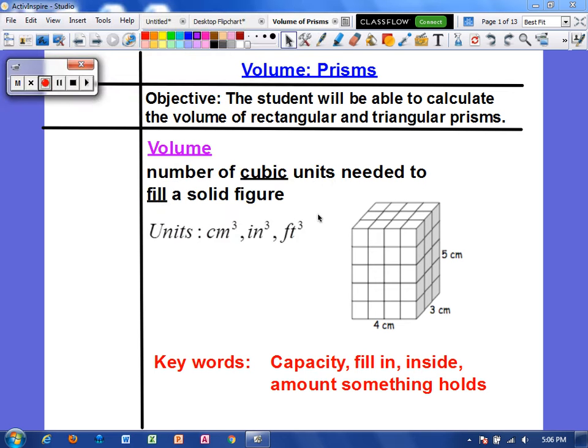Hey guys. Okay, today's video is going to be over how to find the volume of prisms. Your objective: you will be able to calculate the volume of rectangular and triangular prisms.